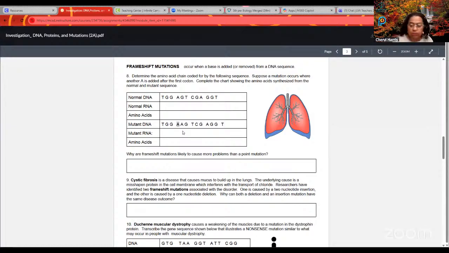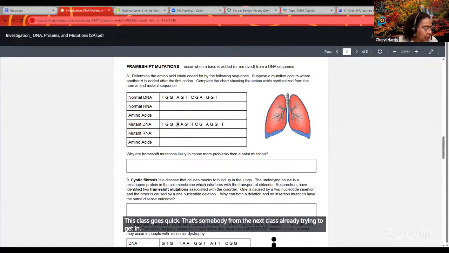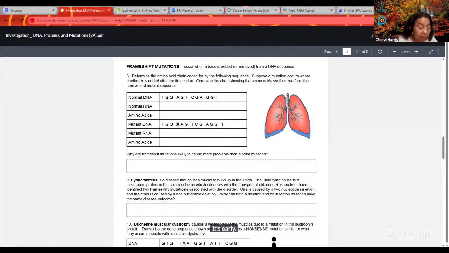All right, everybody should be working on this. How much time do we have? 10 minutes, 5 minutes. This class goes quick. Got somebody from the next class already trying to get in. That's early. We have 5 minutes, so let's try to get this one done.